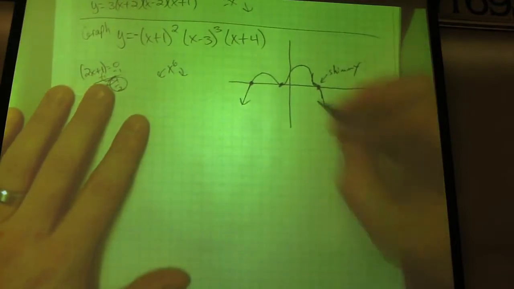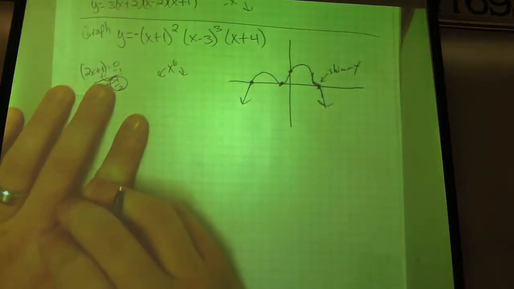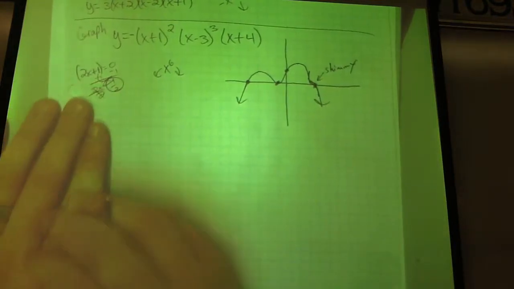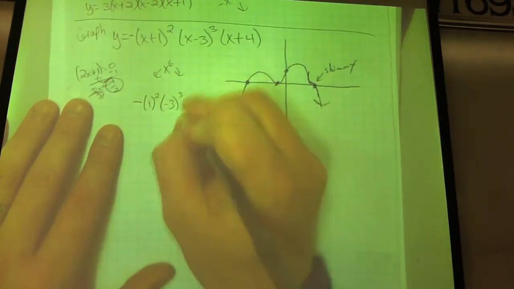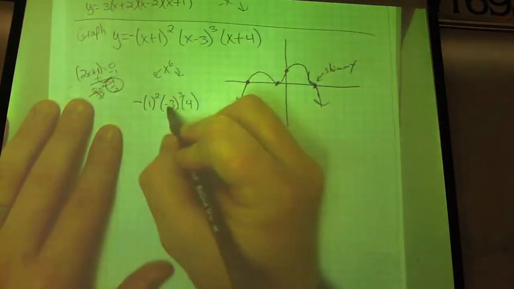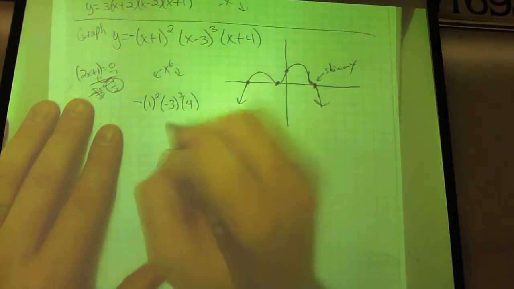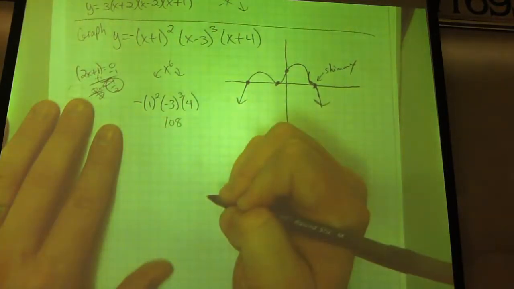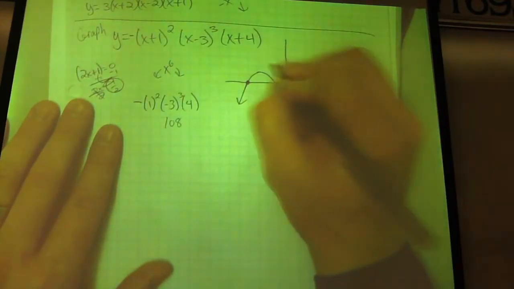So it'd be like this. Label your y-intercept. It is not 12. Why isn't it? It's negative 1 squared times -3 to the third times 4. So it's -27 times -1 times -1, so 27 times 4 is 108. That's the y-intercept. So that's 108.